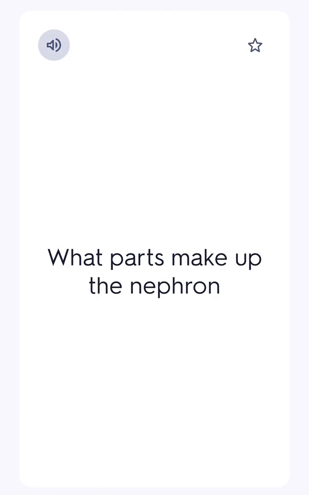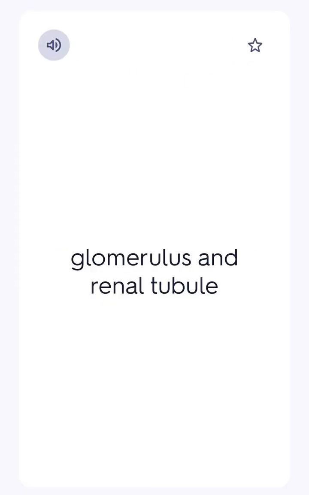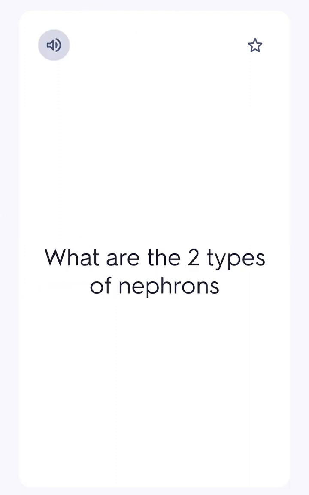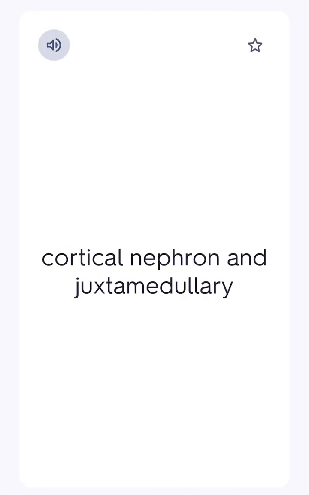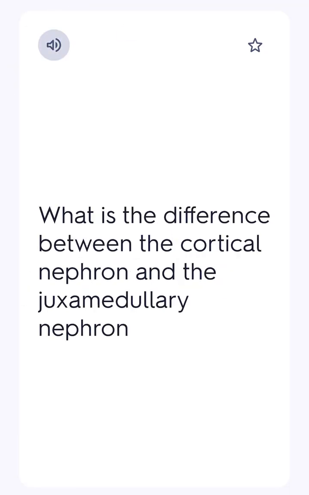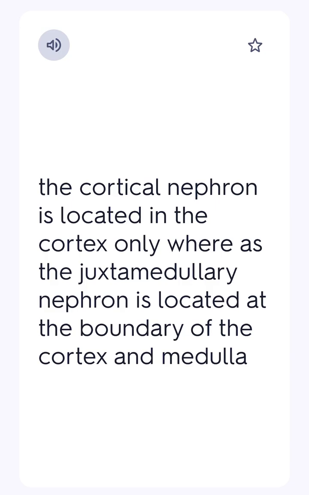What parts make up the nephron? Glomerulus and renal tubule. What are the two types of nephrons? Cortical nephron and juxtamedullary. What is the difference between the cortical nephron and the juxtamedullary nephron? The cortical nephron is located in the cortex only, whereas the juxtamedullary nephron is located at the boundary of the cortex and medulla.